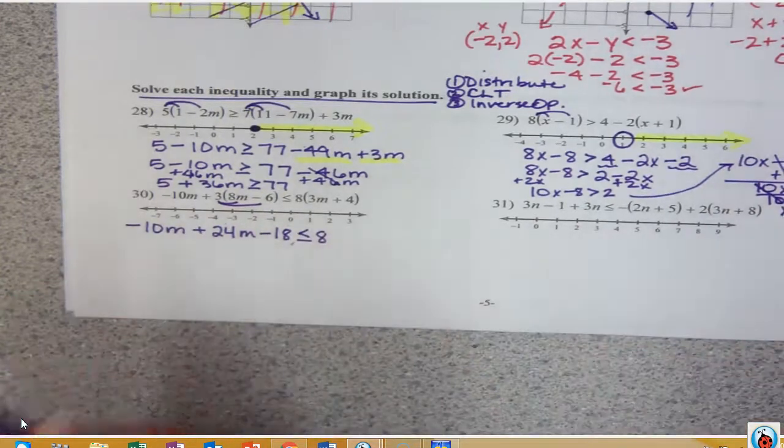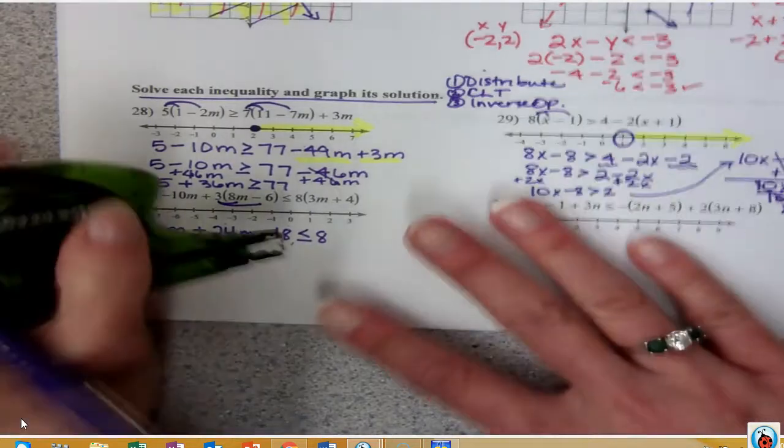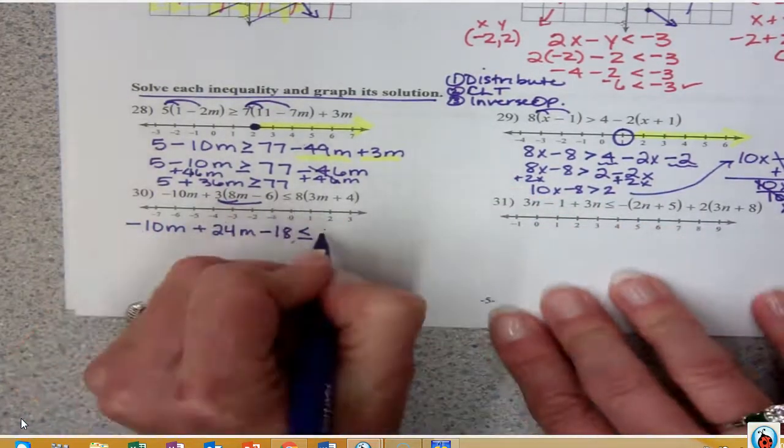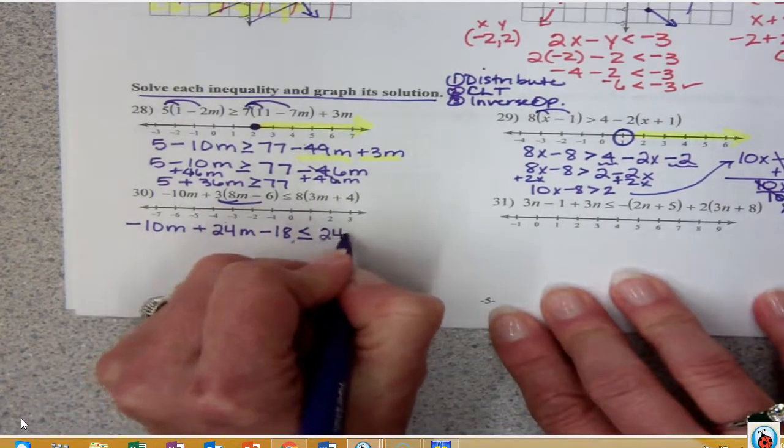Oh, sorry. Oops. Mistake. 8 times 3m is 24m.